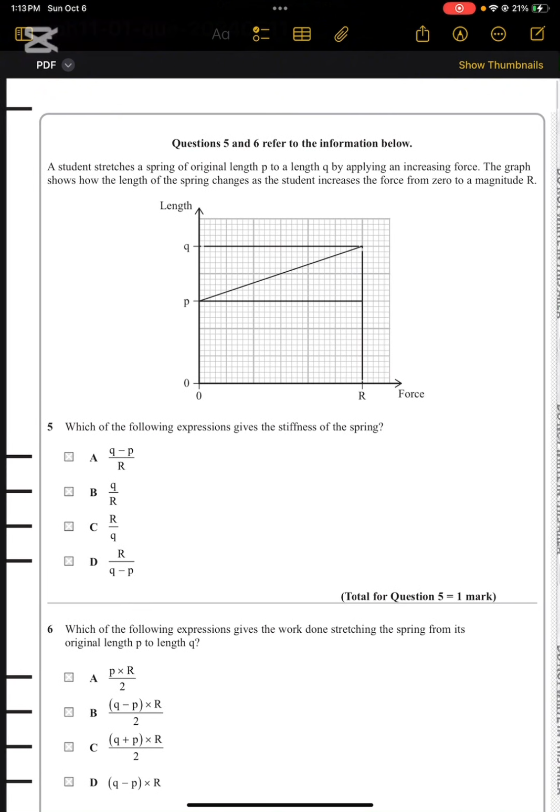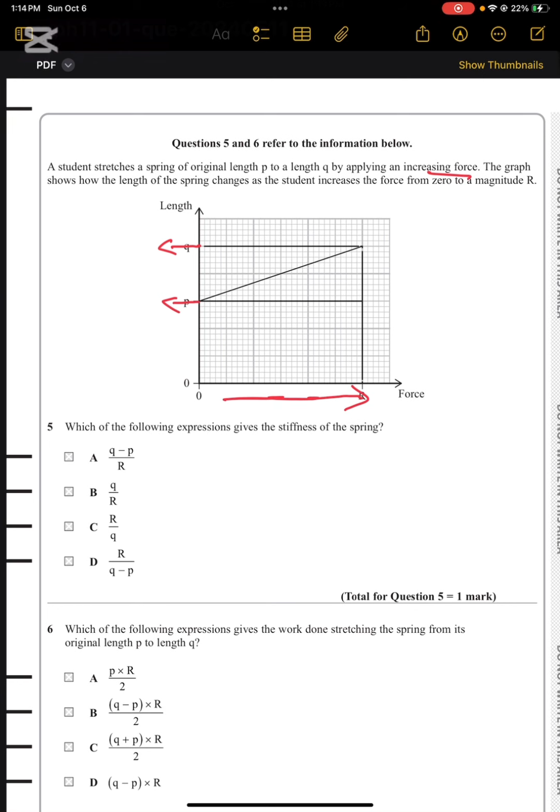Moving forward to question number 5, they have said a student stretches a spring of original length P to Q. So it has been stretched by applying an increasing force. The force has been applied in this direction.